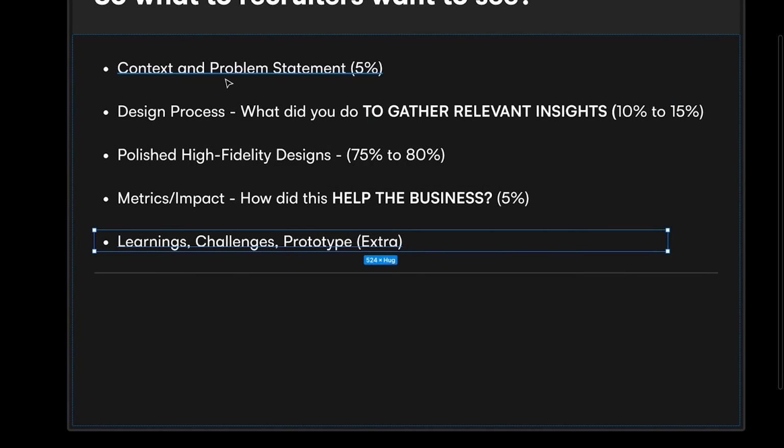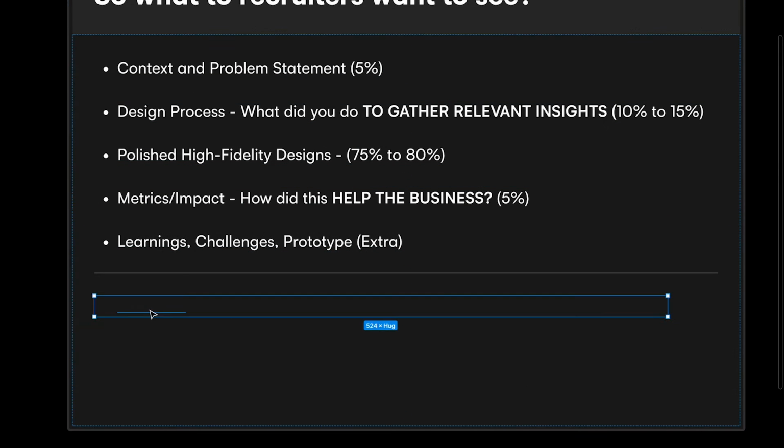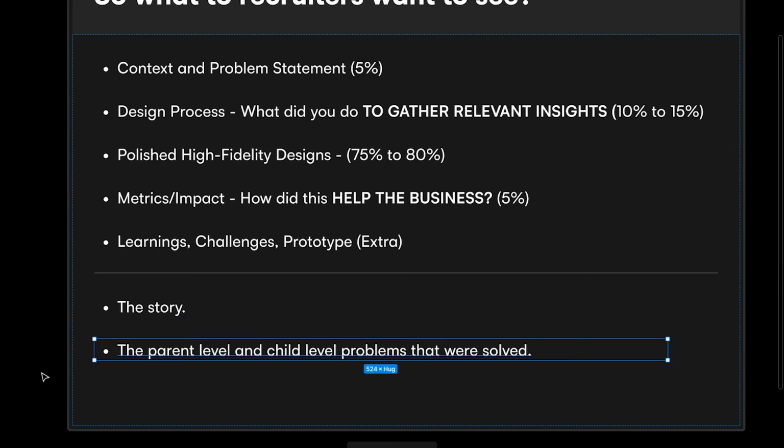Now, these are basically the elements of your case study. But putting them all together, there are additional things that recruiters are going to want to see. So the first one is the storytelling. And I'm going to get to that in a bit. The next is the parent level and child level problems that were solved, right? Now, it's very obvious that it's not going to be one single straightforward problem that you're going to be solving.